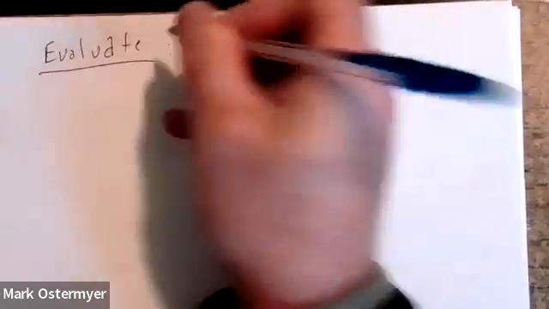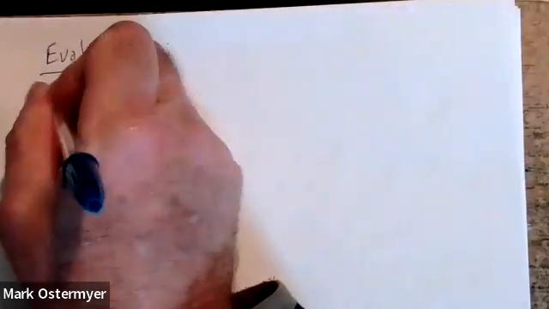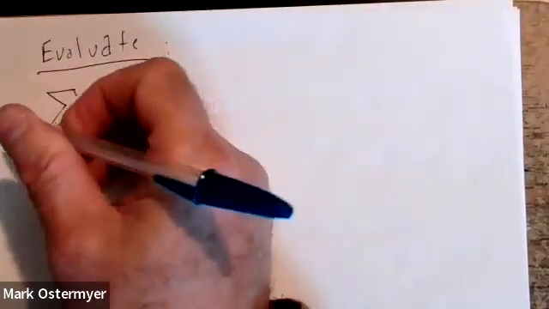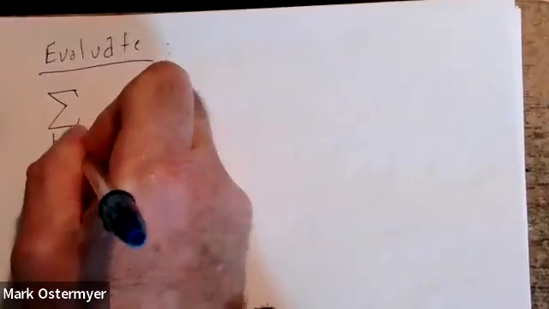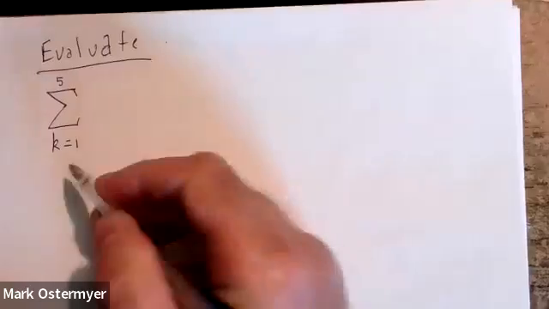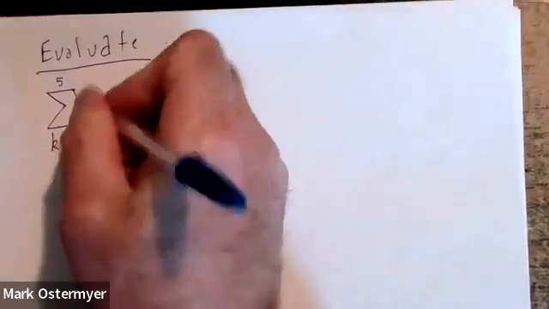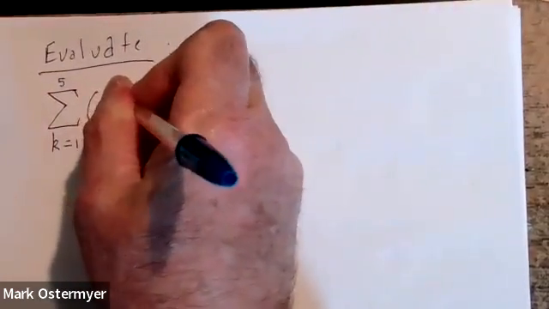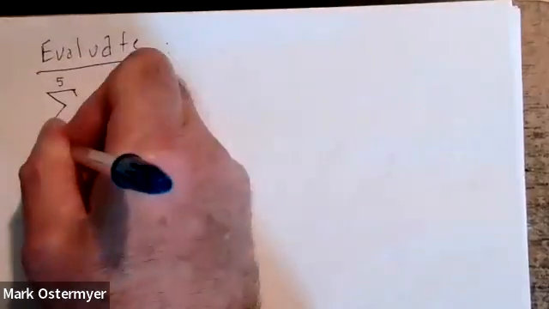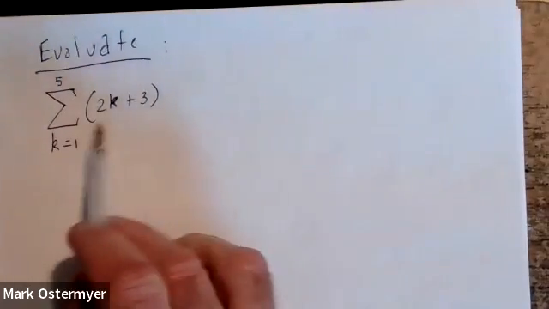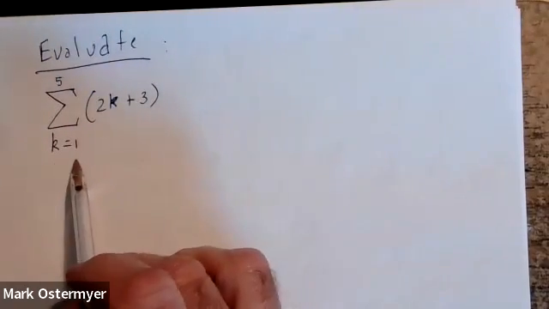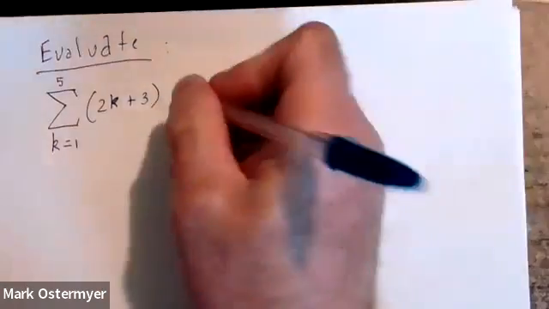All right, let's evaluate some sums here. Now I'm going to use k for my index of summation instead of i. Okay, so this is my nth term rule of a sequence here. And this summation is saying I'm going to add together the first 5 terms of this sequence.